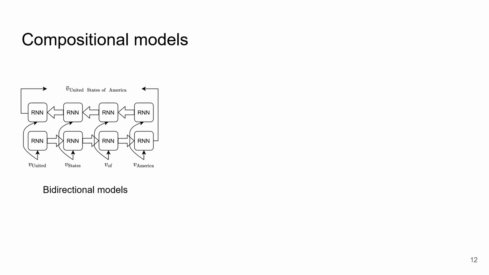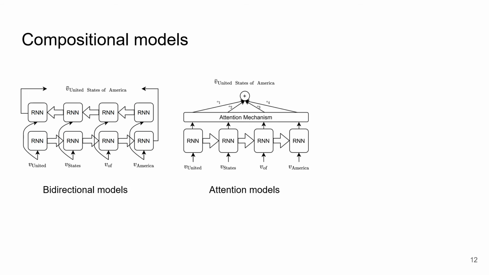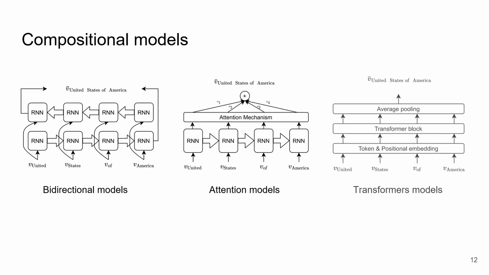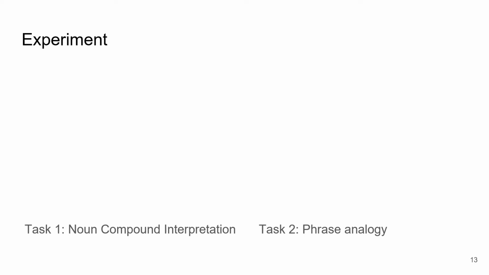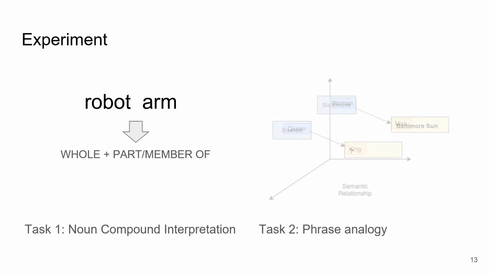To further analyze the effectiveness of different architectures, we extensively conduct experiments with bidirectional RNN, LSTM, and GRU. We also apply the attention mechanism to this network. Finally, we apply the state-of-the-art architecture, that is, the transformer model, as a compositional model. In the experiment, we analyzed the representation estimated by our proposed method with two downstream tasks: noun compound interpretation and the phrase analogy task.